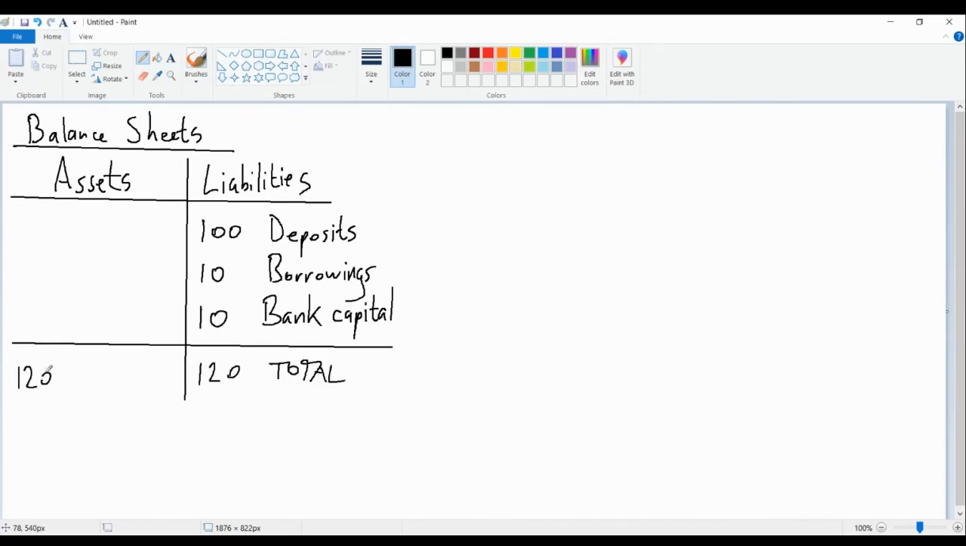Of course, the assets also have to add up to 120 because, again, there is just one pile of $120. There isn't one pile that's liabilities and one pile that's assets. It's just one pile of funds, and each cent in there has two aspects. It belongs to someone, it's a liability, and it's in this particular form. It's some kind of asset.